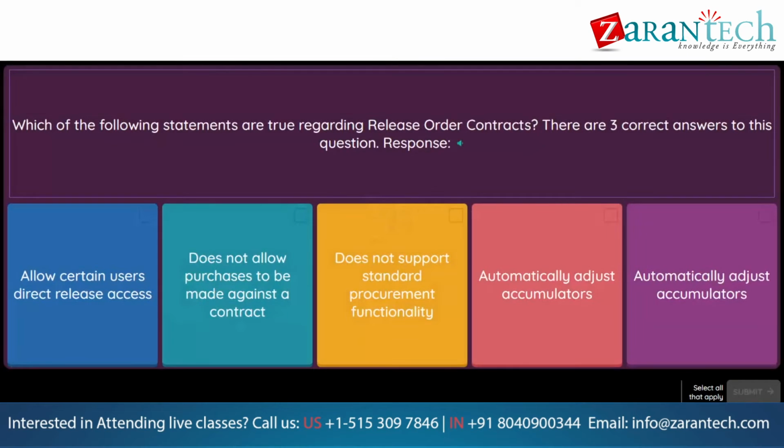Question: which of the following statements are true regarding release order contracts? There are 3 correct answers to this question. Response: Option 1, allows certain users direct release access. Option 2, does not allow purchases to be made against a contract. Option 3, does not support standard procurement functionality. Option 4, automatically adjust accumulators.